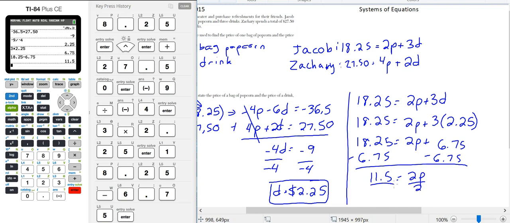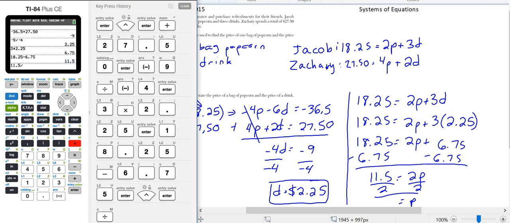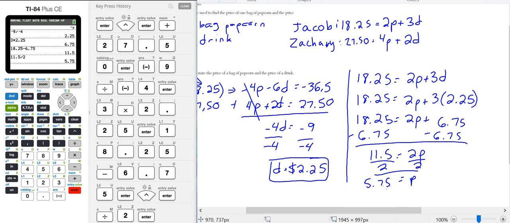Divide by 2 and divide by 2. P is equal to 11.5 divided by 2, which is 5.75. That means the price of one popcorn is $5.75.